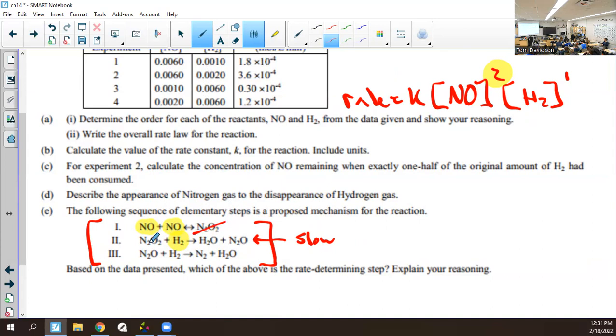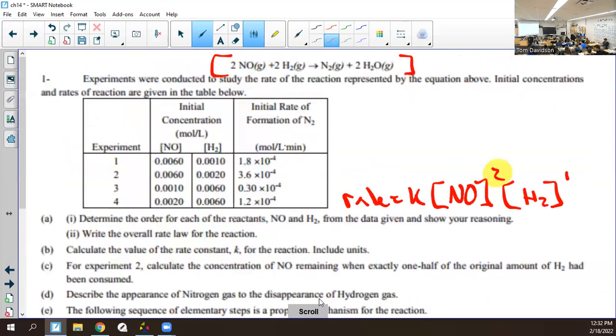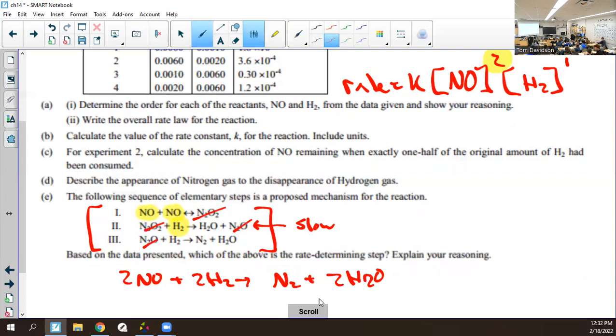Okay, this would be my intermediate. And then based on this, I should have 2NO. I can see them right here. This is the overall reaction, not the rate law, plus H2 and H2. So that's 2H2 goes to N2 plus 2H2O. Does that match my overall reaction at the very start? Sure does. Does this mechanism show this rate law? It sure does if the second one is the slow step.